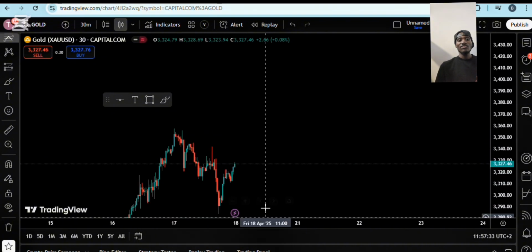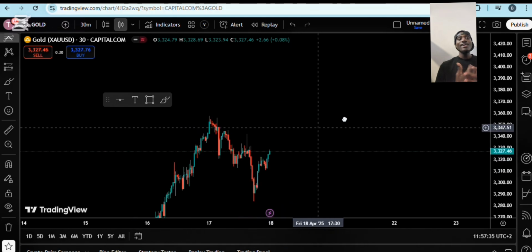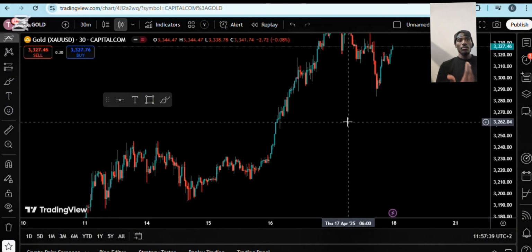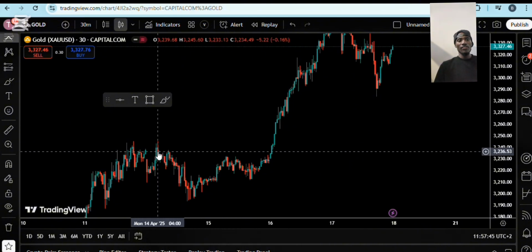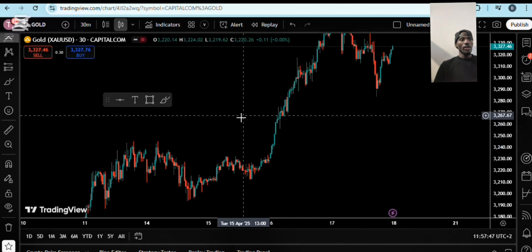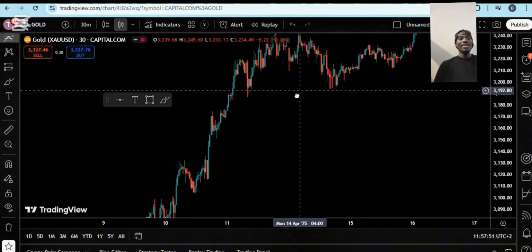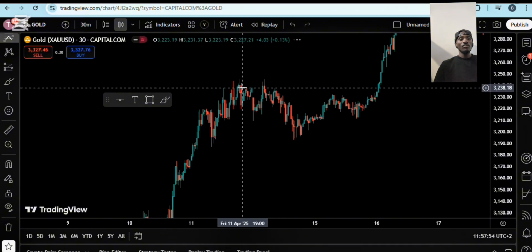Now draw the support and resistances, and identify the areas of supply and demand, whatever you want to call it. I call them support and resistance, some call them areas of supply and demand. By the way, this is the 30-minute time frame. You want to be drawing your support and resistance at a higher time frame.